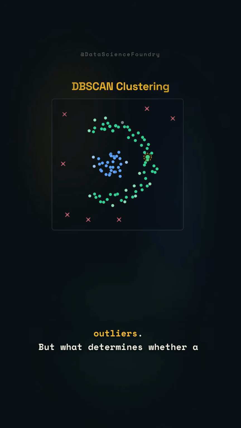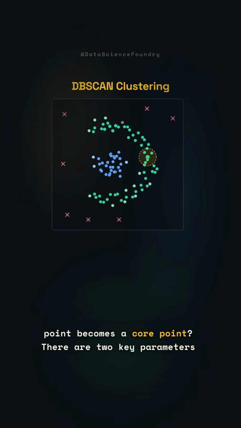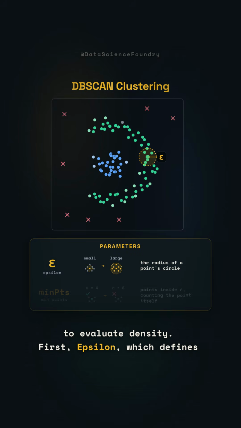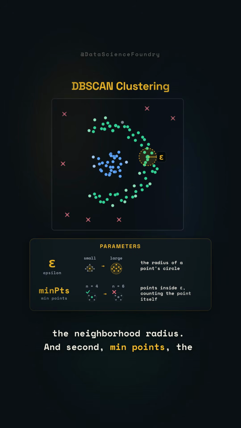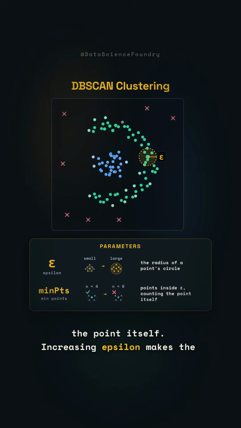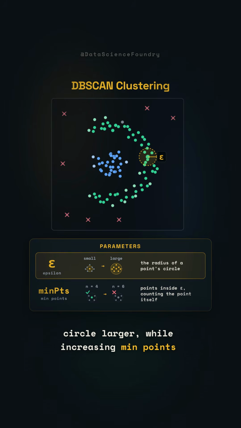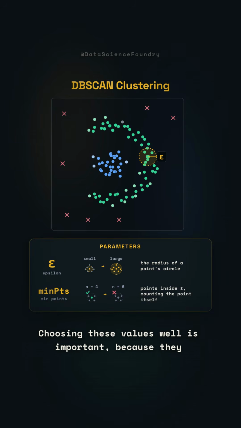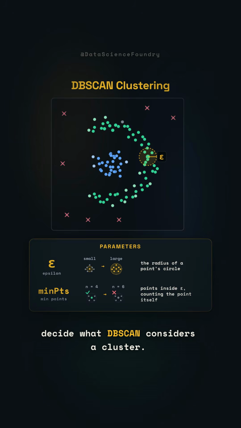But what determines whether a point becomes a core point? There are 2 key parameters to evaluate density. First, epsilon, which defines the neighborhood radius. And second, MinPts, the minimum number of points inside that radius, including the point itself. Increasing epsilon makes the circle larger, while increasing MinPts requires denser regions before a cluster can form. Choosing these values well is important, because they decide what DBSCAN considers a cluster.